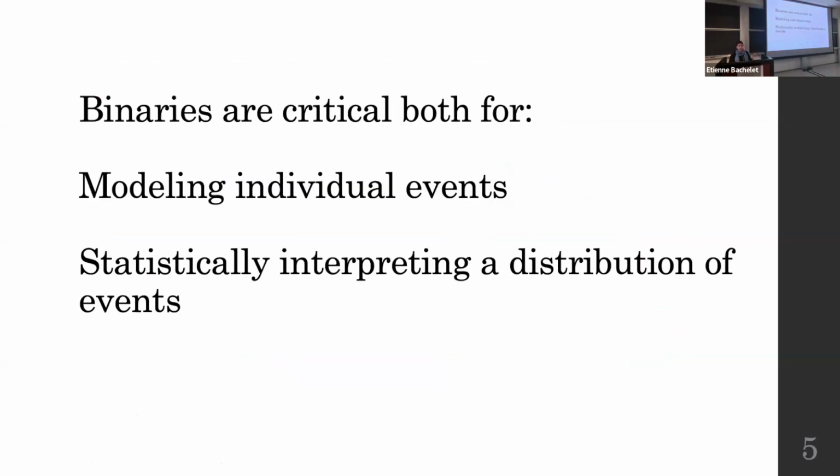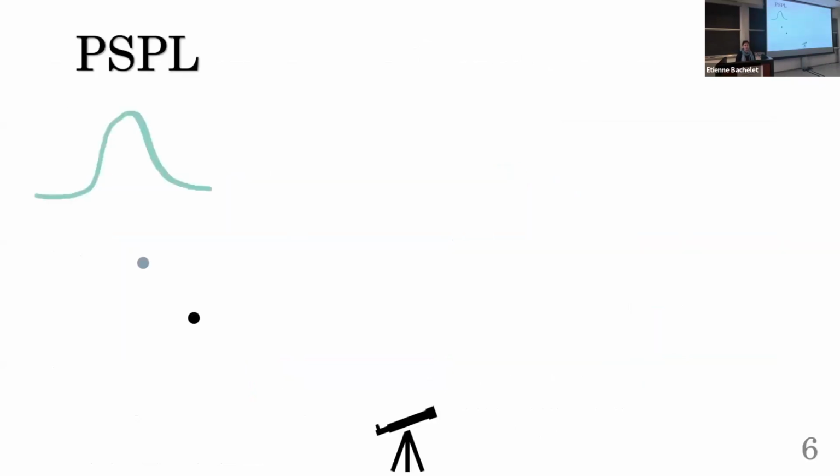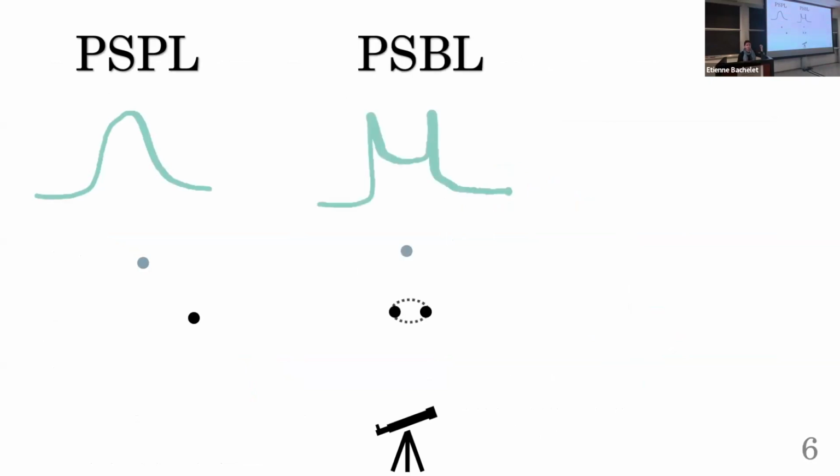And so binaries are critical, both for modeling individual events and also for statistically interpreting a distribution of events that we'll definitely find. So just going through some geometries. PSPL stands for point source, point lens, and that's when you have a single source and a single lens. PSBL is point source binary lens, when the binary acts as a lens. And binary source point lens is when the binary acts as the source. And you can also have BSBL when it acts as both.